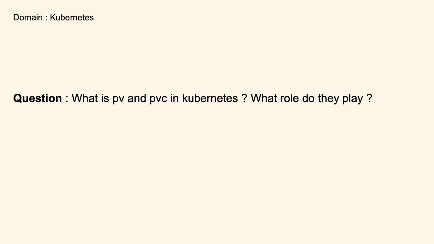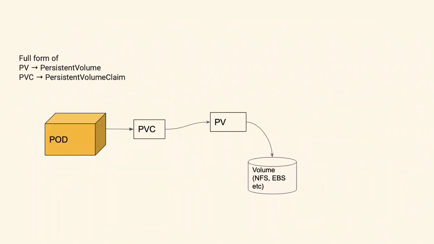Well, you can pause the video here to see how you would answer this question in the interview. And let me go ahead now and first explain a bit about PV and PVC, and then let you know how to answer this question in the interview. So what is PV and PVC? The full form of PV is persistent volume, and the full form of PVC is persistent volume claim.